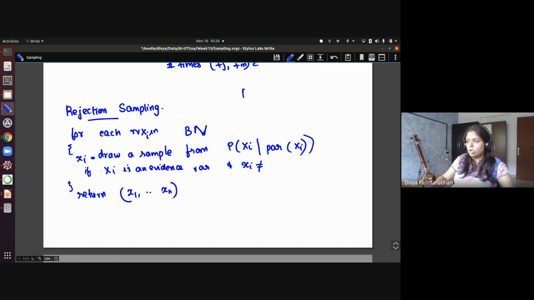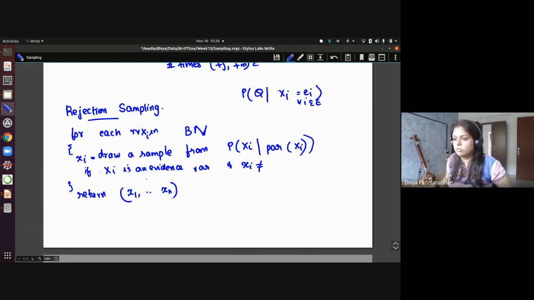So what you wanted is for the evidence variables, something like this, right? The probability of query given e1 equal to e1. Let me just write the particular values you're interested in as ei, for some i in some evidence set. So if it's an evidence variable and xi is not equal to ei, just don't do anything. You just discard it, and then you keep repeating this process.